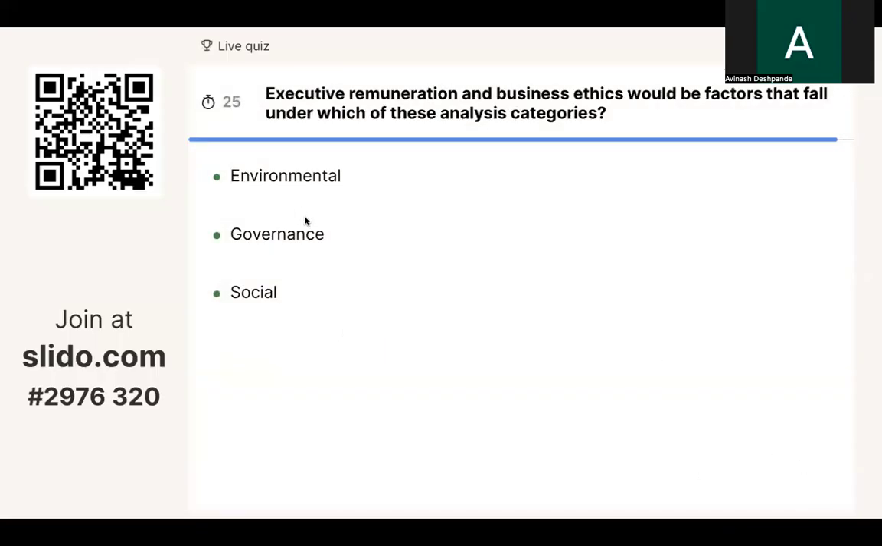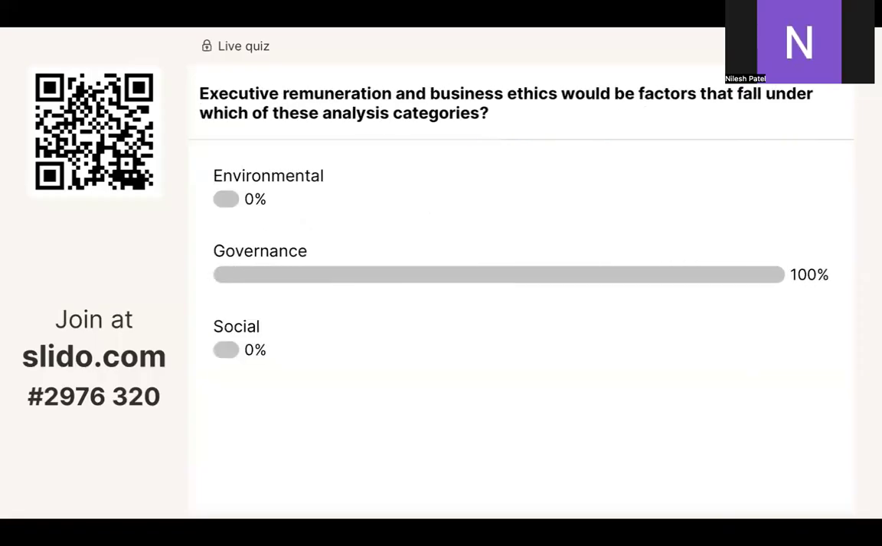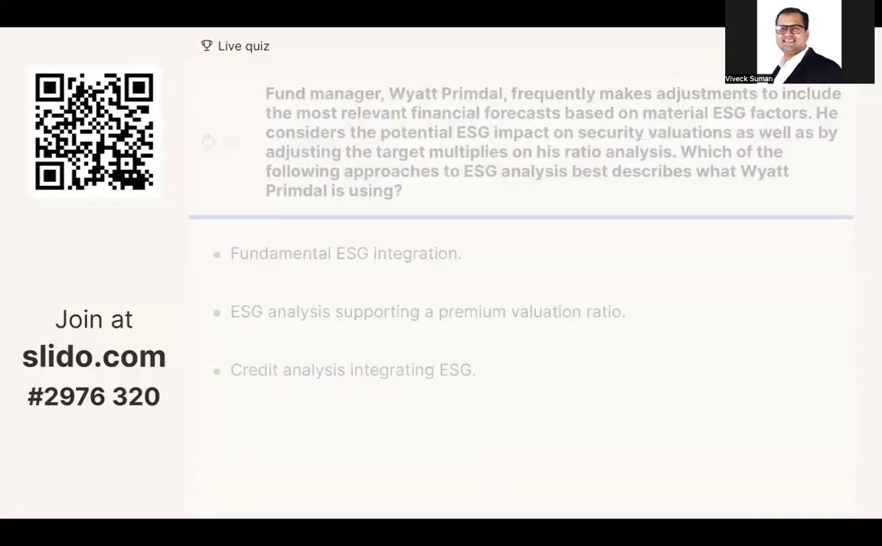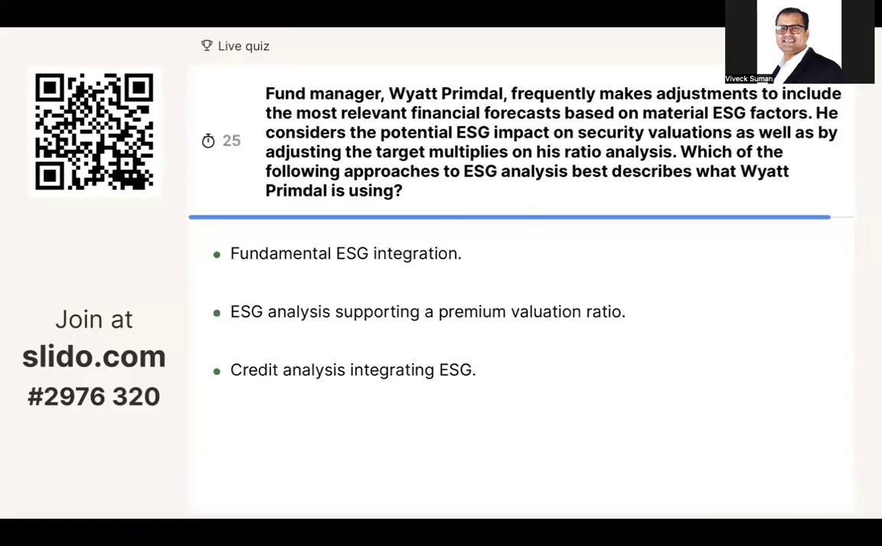Go ahead, Nilesh. Executive remuneration and business ethics would be a factor that fall under which of these analysis category? Environmental, governance, and social. So it is governance. Absolutely correct answer.